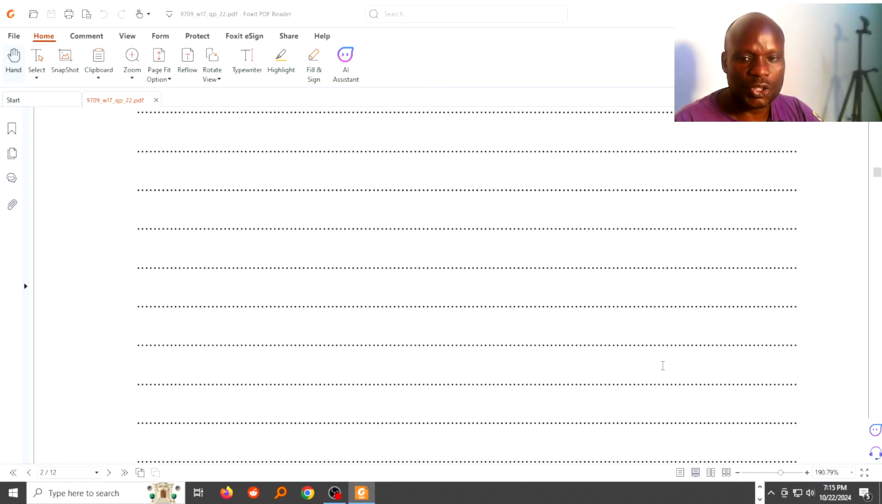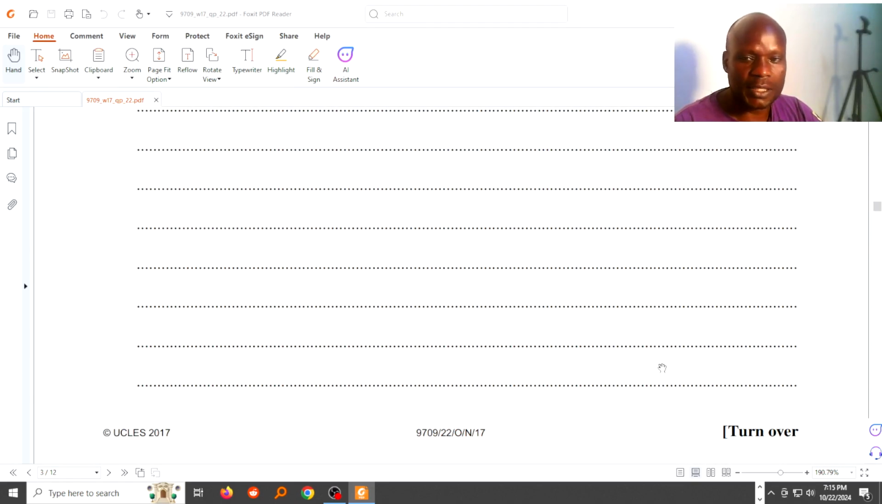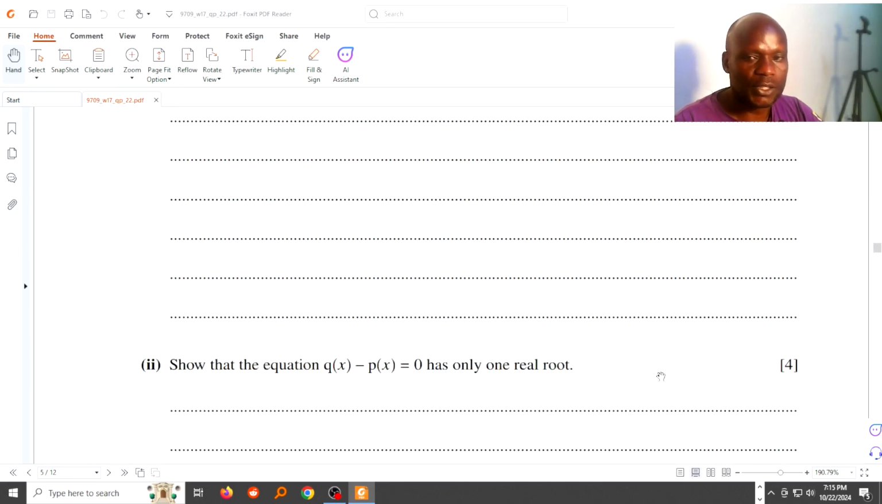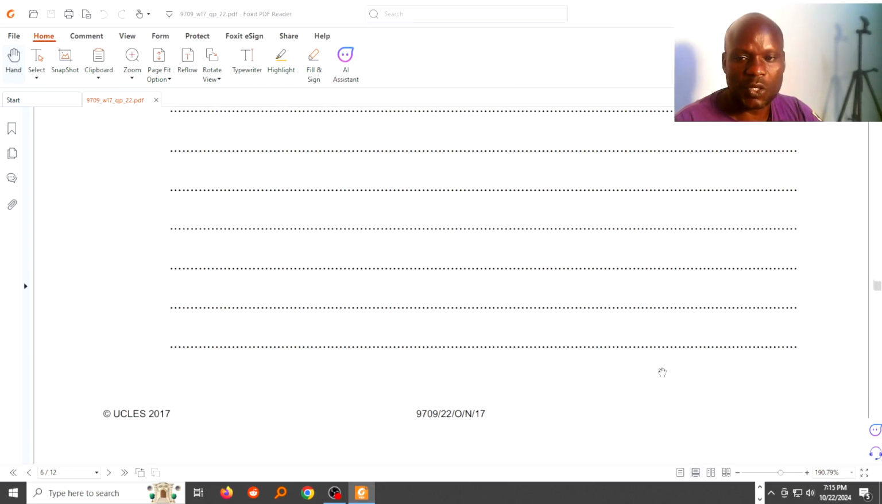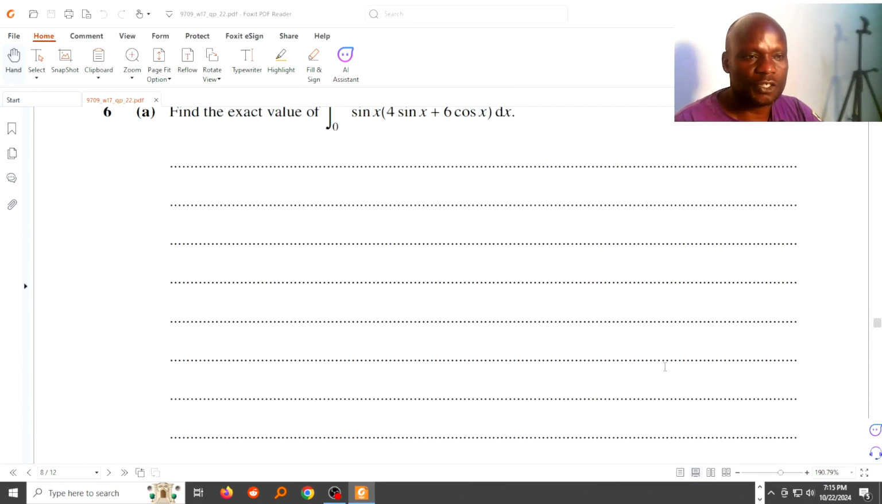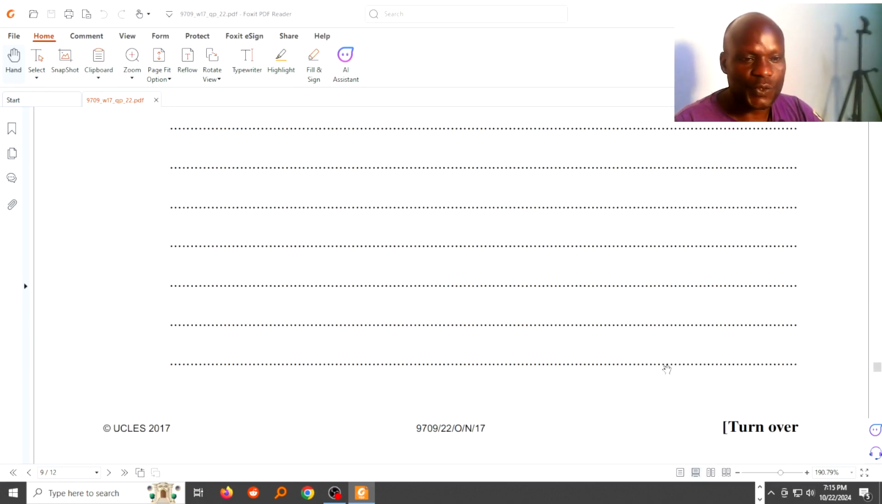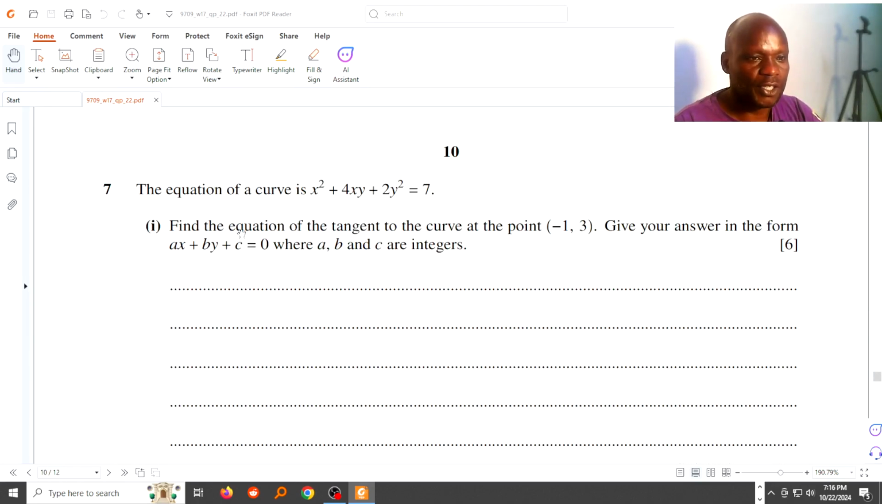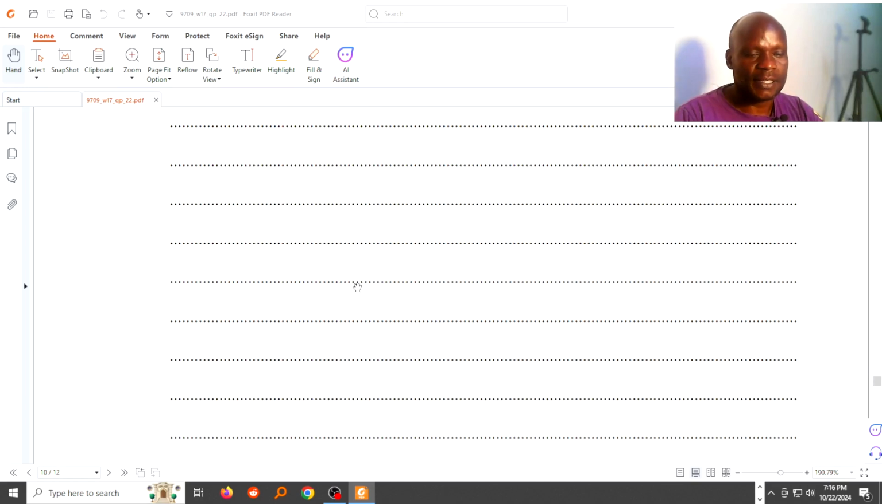It's a continuation of our consideration of introductory calculus, which basically deals with what I will loosely call differentiation and integration. So the question of interest is this. The equation of a curve is x squared plus 4xy plus 2y squared is equal to 7. Find the equation of the tangent to the curve at the point where x is minus 1 and y is 3. Give your answer in the form ax plus by plus c is equal to 0, where a, b, and c are integers. That's 6 marks.